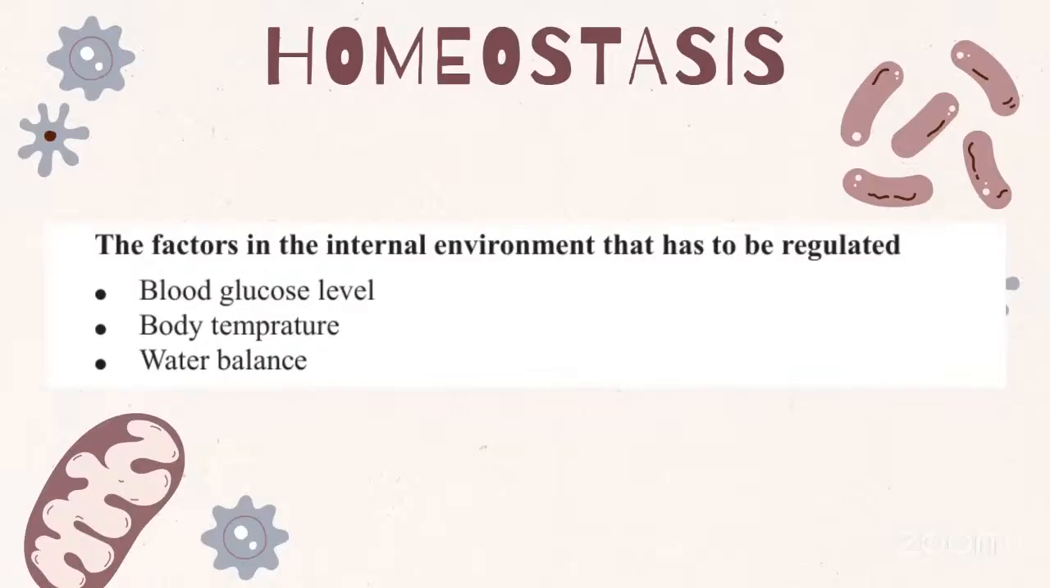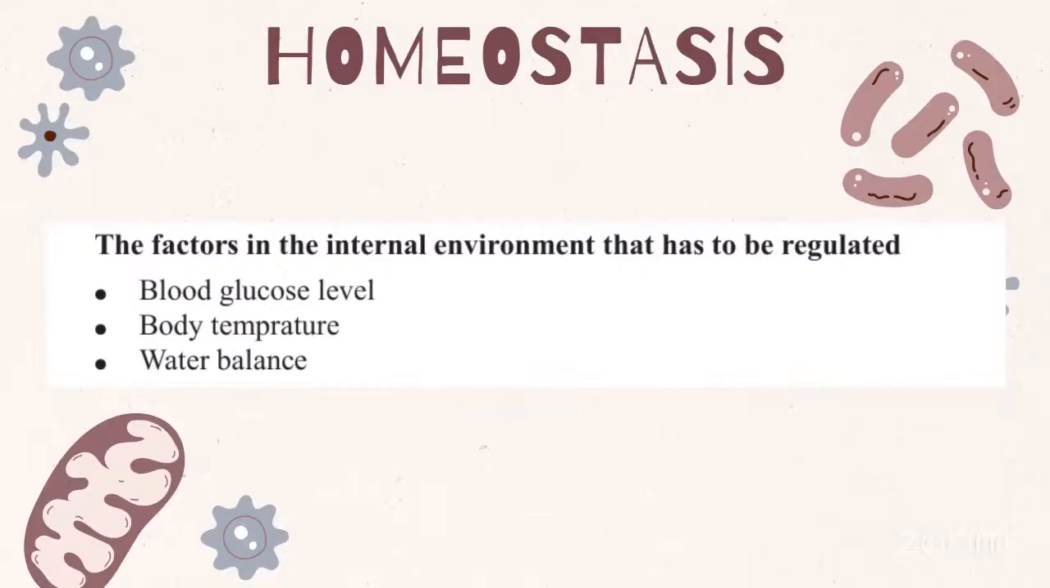Now this one, the factors in the internal environment regulated. You know what is homeostasis, right? Within our body, basically the blood, the circulatory system and all the systems that we have in our body are going to be called our internal environment. The area around us is called the external environment. Inside our body is called the internal environment. This internal environment has to be kept at a proper constant level. It can't change. If it changes, there are going to be problems. So that's why we have the homeostatic mechanism.